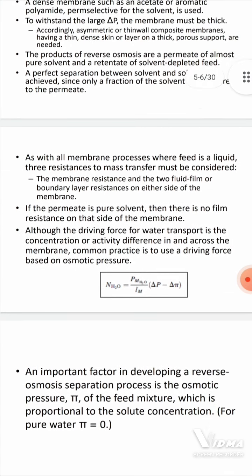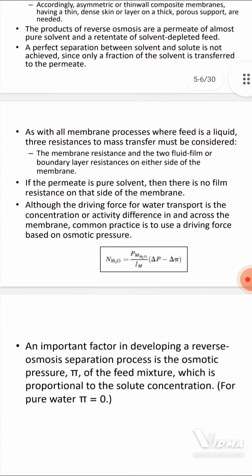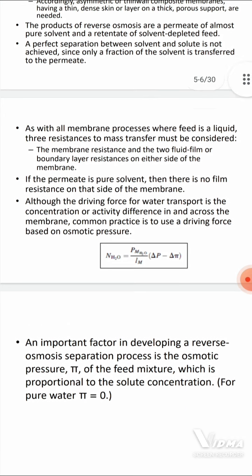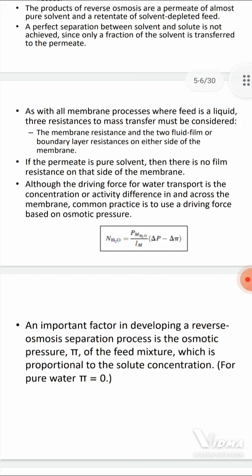As with all membrane processes where the feed is liquid, we have three resistances acting upon the system: the resistance offered by the membrane, and the resistance offered by the boundary layers near the feed side and near the permeate side. So there are three resistances. The overall resistance will be the sum of these three: the boundary layer on the feed side, the membrane resistance, and the resistance due to the boundary layer on the permeate side.